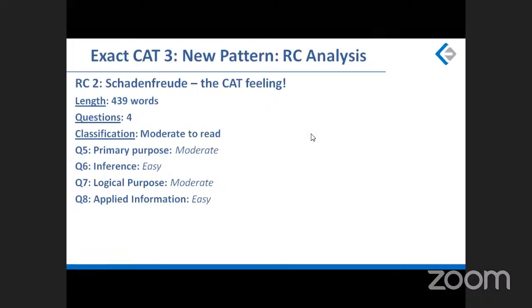From RC1, we went to RC2, the passage on Schadenfreude, with 4 questions and 439 words, slightly longer. Much of the passage was easy to read, but some aspects might just have been a bit tricky. Also, this is one thing that I do very frequently: I look at the relativity of questions. Now, what happens here? Why would I call this passage moderate to read?